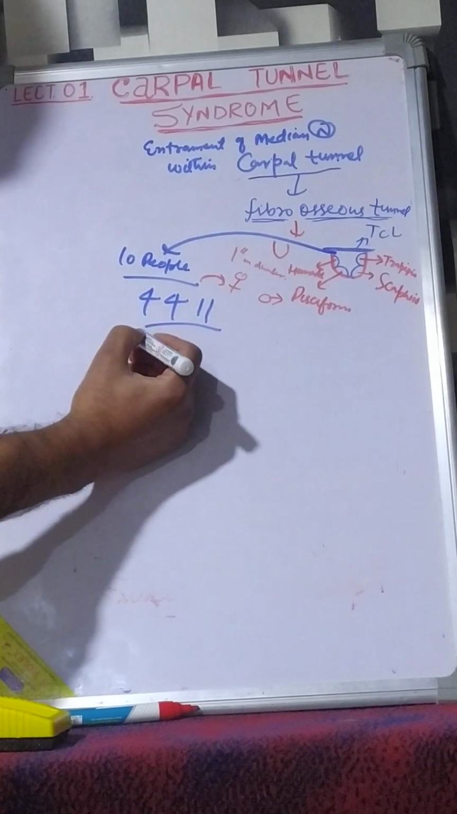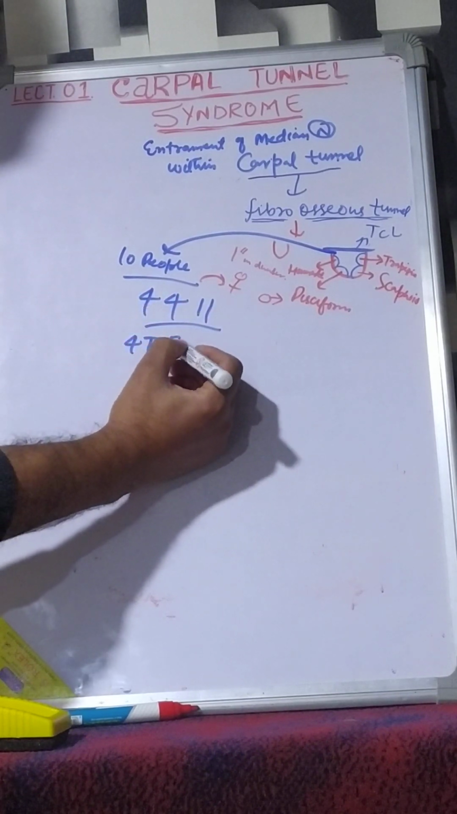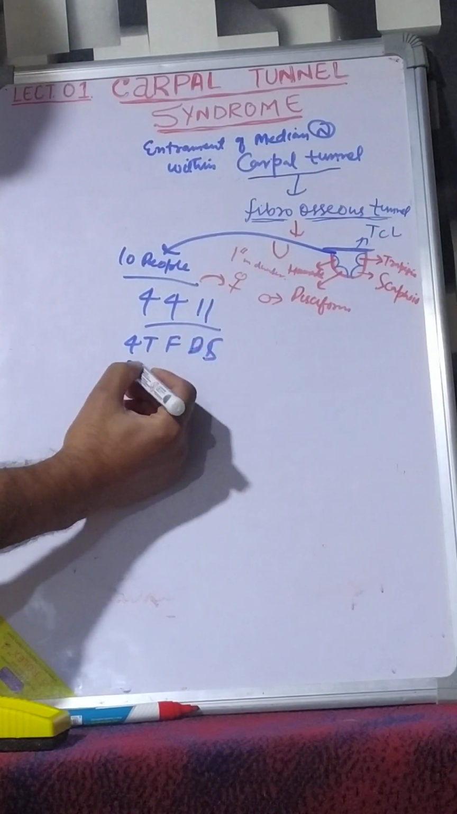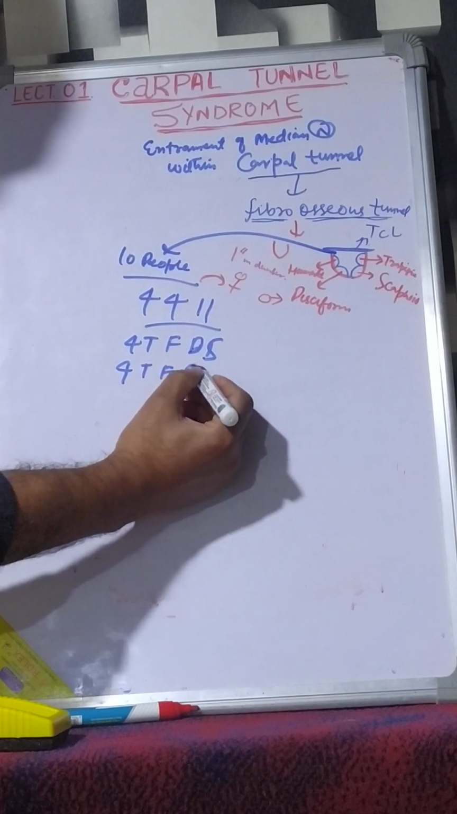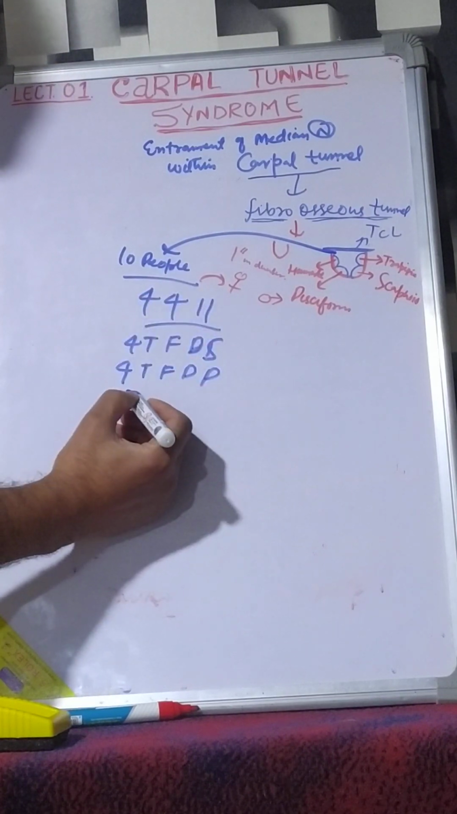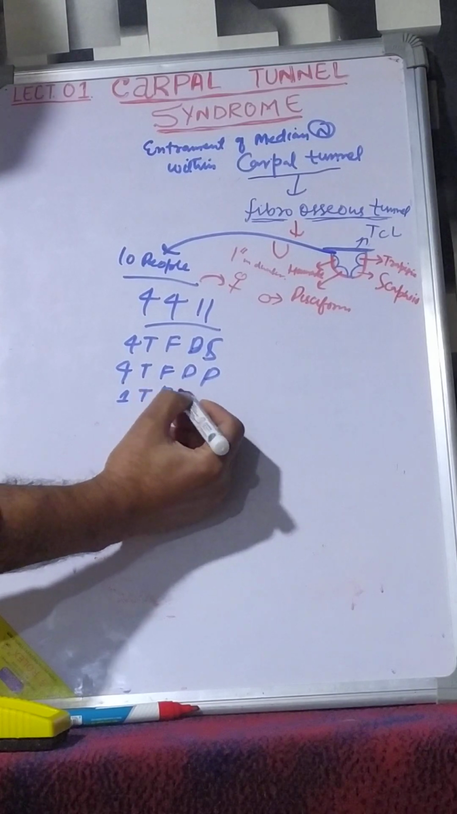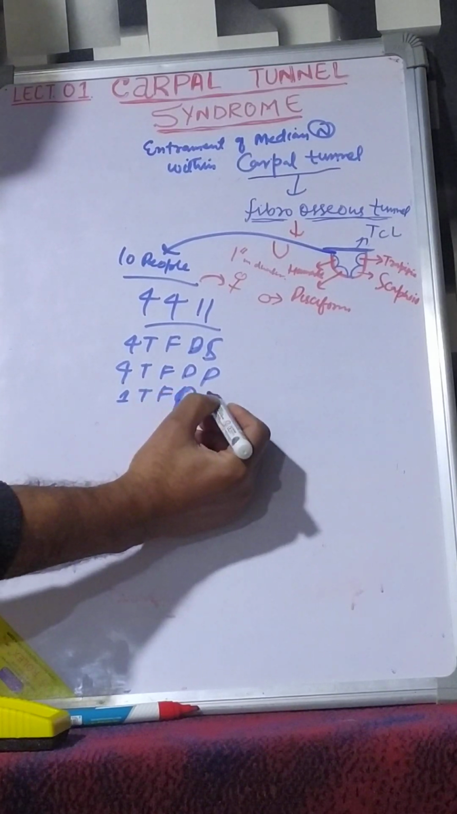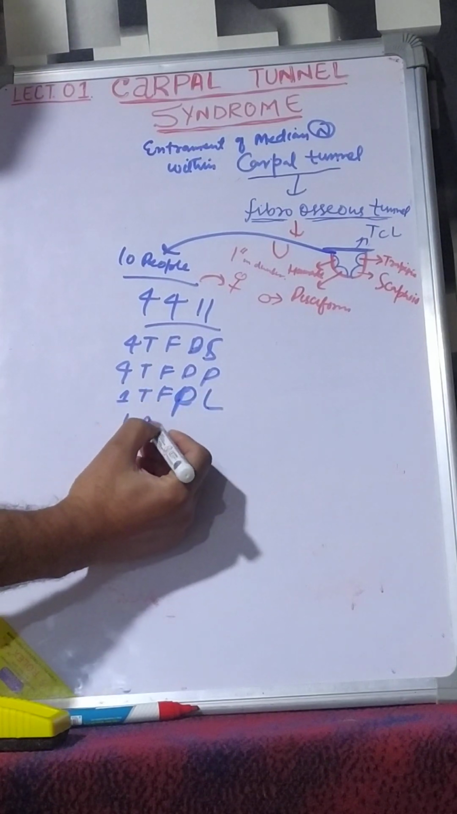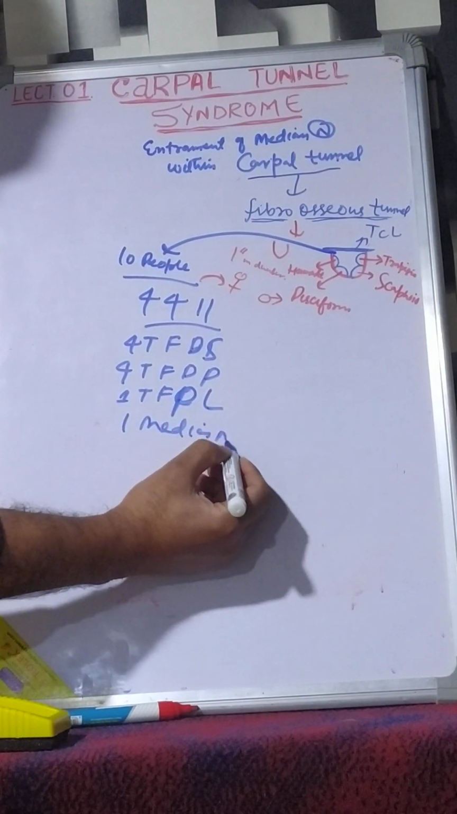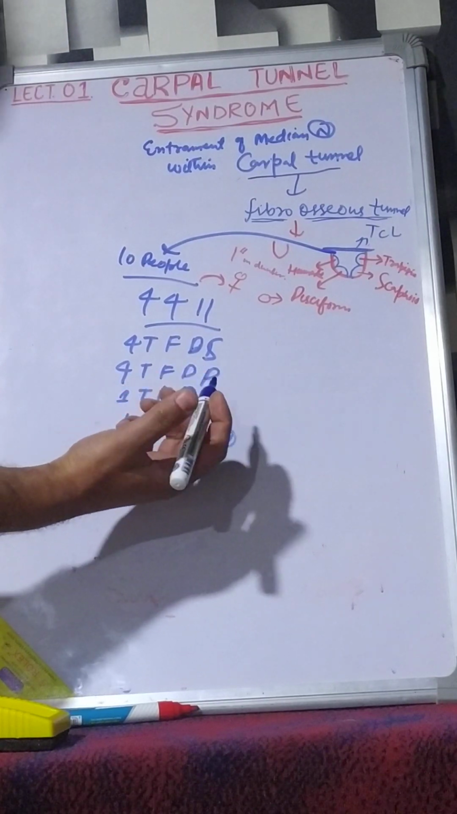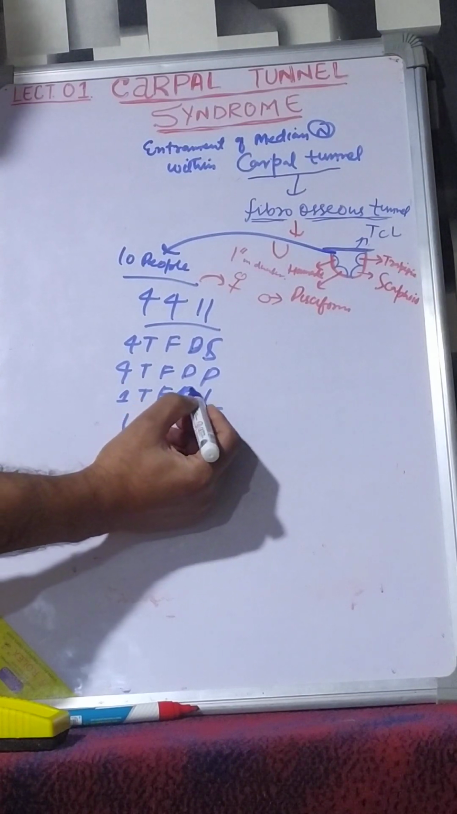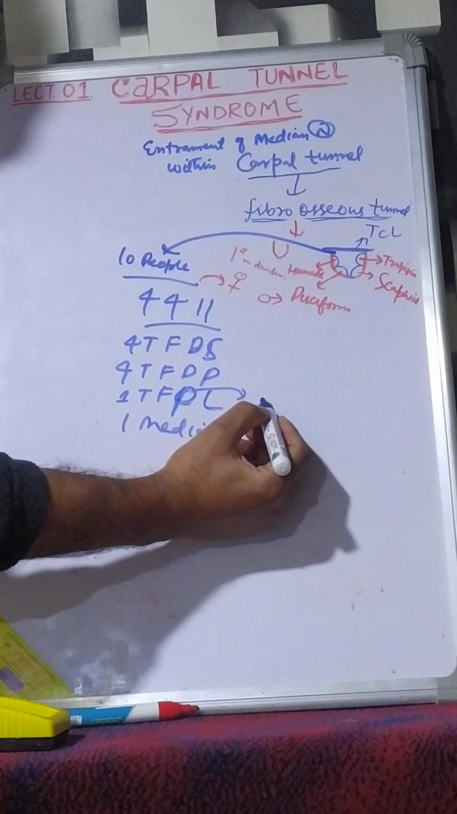What is this for? 4 tendons of flexor digitorum superficialis, 4 tendons of flexor digitorum profundus, 1 tendon of flexor pollicis longus, and 1 median nerve. Since it goes to the thumb, it flexes the distal interphalangeal joint of the thumb. That is why it is called flexor pollicis. Pollicis means thumb.